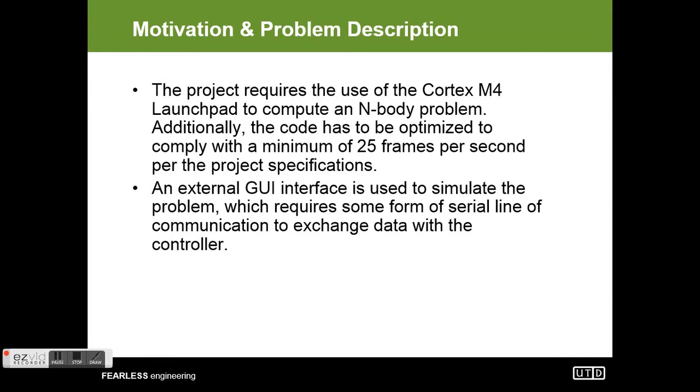So what's the actual motivation and problem discussion of this problem? Well, to start with, we're going to need a Cortex M4 launchpad to compute the n-body problem. It's going to be the actual brains of the operation, and it's going to do all the computations. Additionally, we're going to have to optimize the code to meet the spec of 25 frames per second. And also, we're going to need an external GUI to actually simulate the problem. To do that, we need some kind of serial line of communication. In this case, we're going to use UART to exchange data between the two devices.